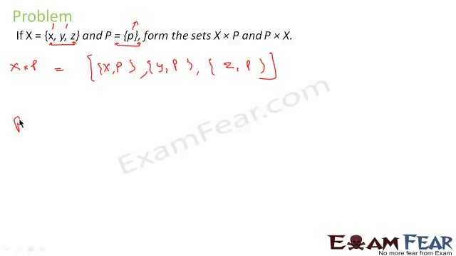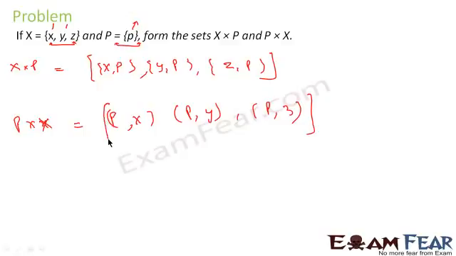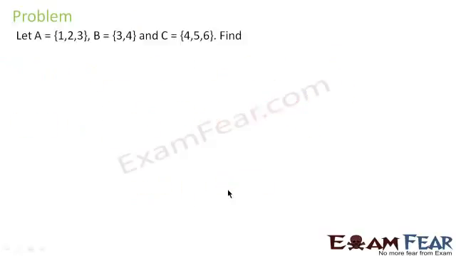Now when we say P cross X, what do we do first? We take P first, and then the first element of X, (P, x). Then we'll take P and the second element of X, that is (P, y). Then we'll take P and the third element, that is (P, z). So these are the values of P cross X, and you could clearly see that X cross P is not equal to P cross X. Let's take one more example.